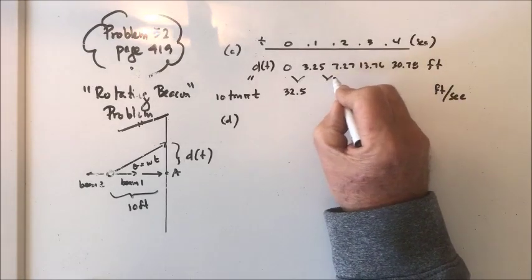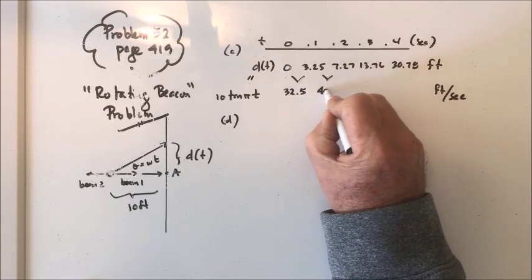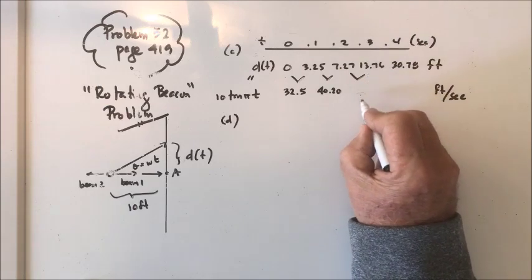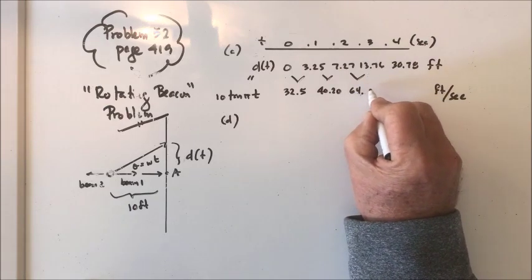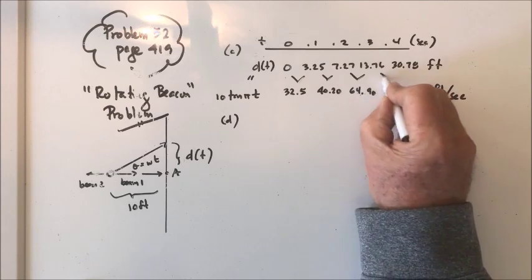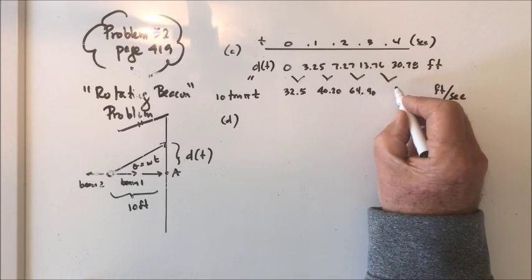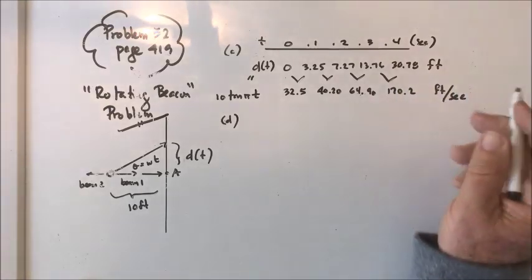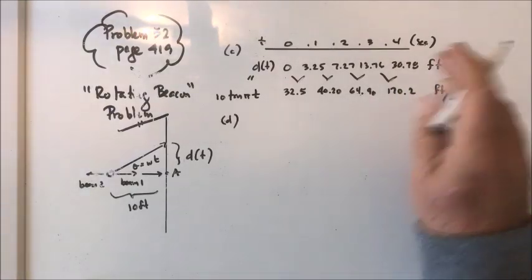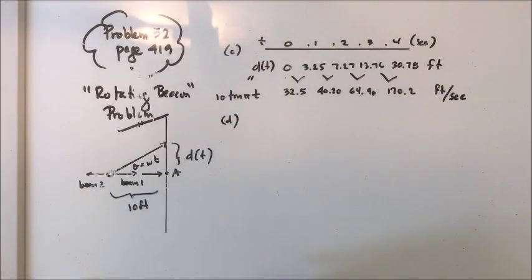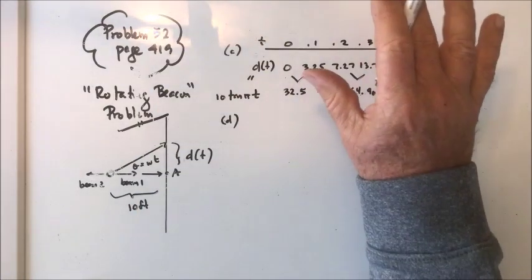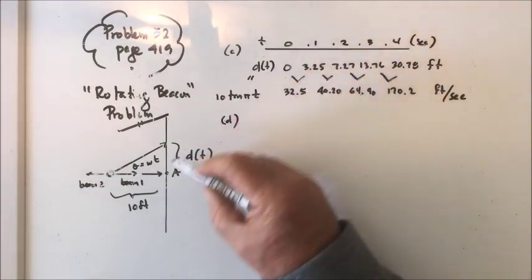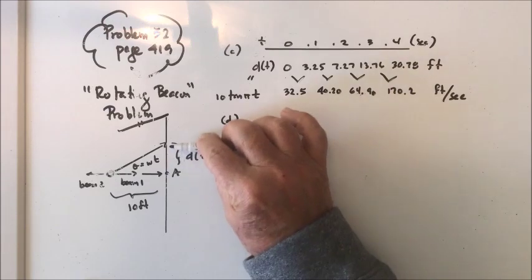And let's do the next one. The difference here is 40.20. Between 0.2 and 0.3 is 64.90. Between here and here is 170.2. All right. And these are feet per second. These, in fact, are speeds. These are the speeds at which the dot is moving up the wall, that beam 1 is moving up the wall. For the first tenth of a second, it's moving on average about 32 feet per second.